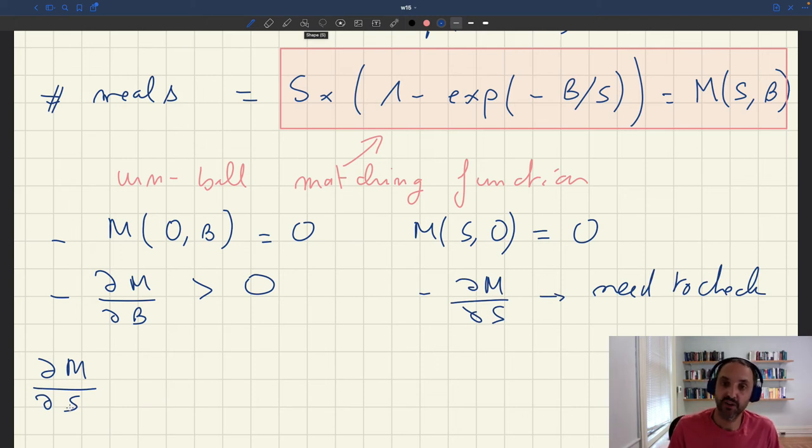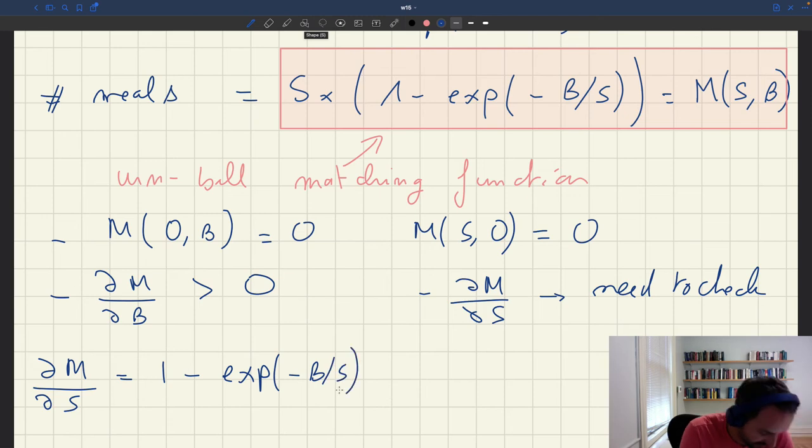So we need to check the partial derivative of M with respect to S. So here we have a product. So first we take the derivative with respect to the first S, so we are left with 1 minus exp of minus B over S. Then we need to take the derivative with respect to the second term, 1 minus exp of minus B over S. So the 1 disappears, you have a minus. Then you need to take the derivative of exp of minus B over S. So first, we need to take the derivative of minus B over S. That's plus B over S squared. And then, of course, the derivative of exp is just exp. So here we get exponent of minus B over S. That's going to stay here.